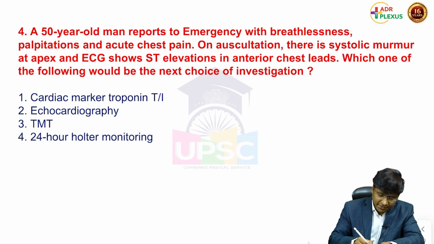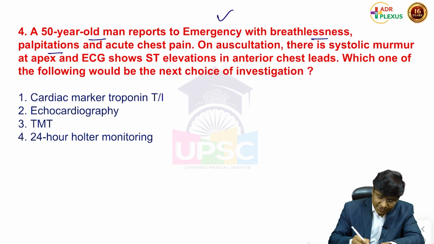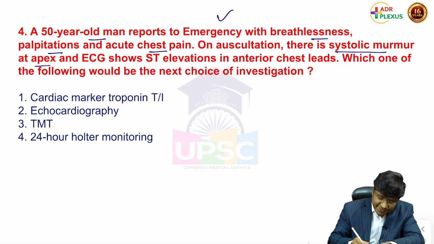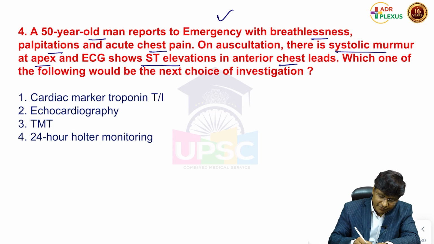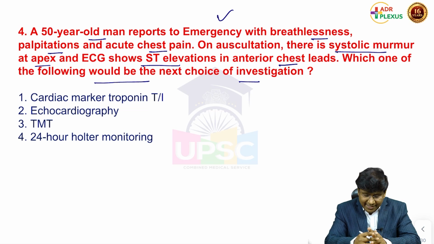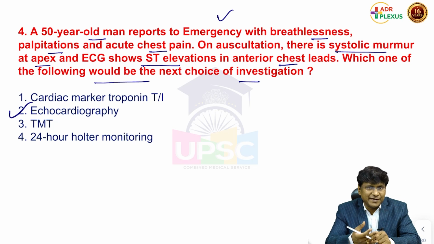Next question, if you observe: a 50-year-old man reports to the emergency with breathlessness, palpitations and acute chest pain. On auscultation, there is a systolic murmur at the apex and ECG shows ST segment elevation in the anterior leads. Which one of the following would be the next choice of investigation? The options are cardiac biomarker, that is troponin, echocardiography, TMT, and 24-hour Holter monitoring. So here the best answer is echocardiography. Let me explain to you why.